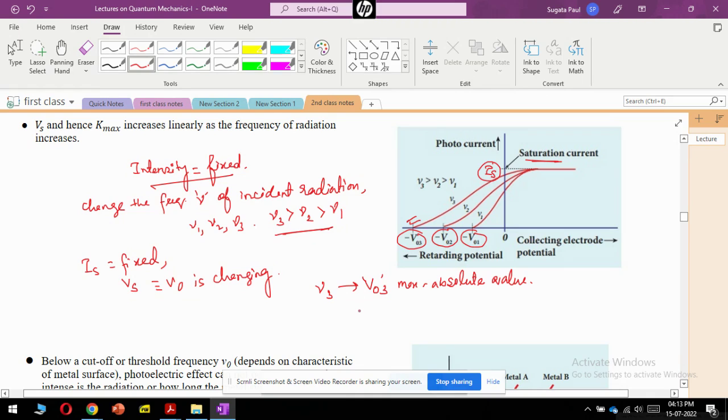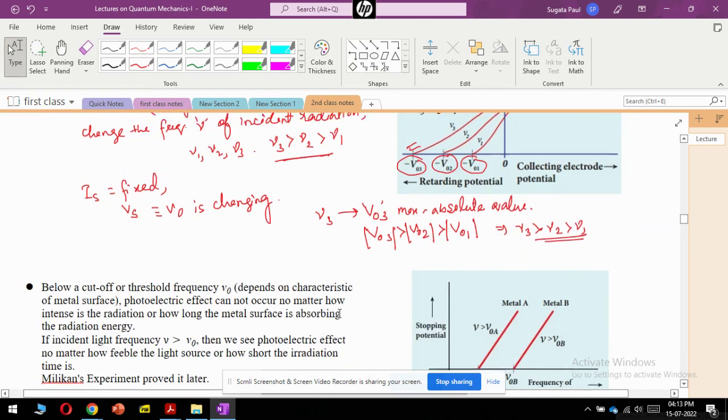So basically, the stopping potential here is changing. Of course, it is the absolute value, don't mix it up with the sign. The absolute value of the potential is changing as the frequency is varied for the different radiation. So this is another observation.